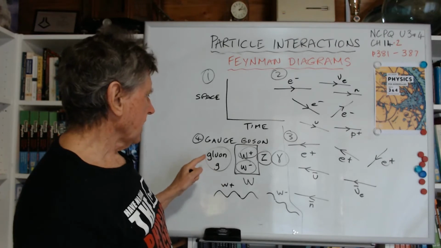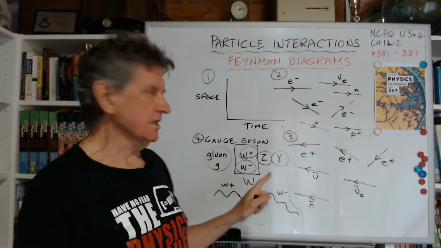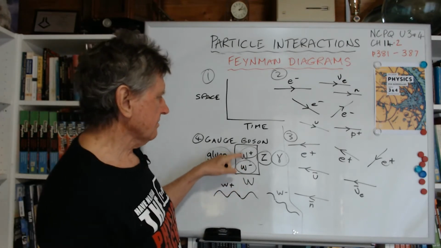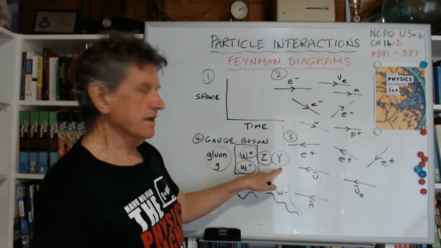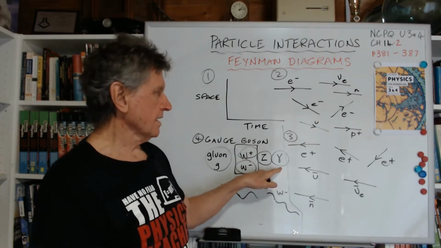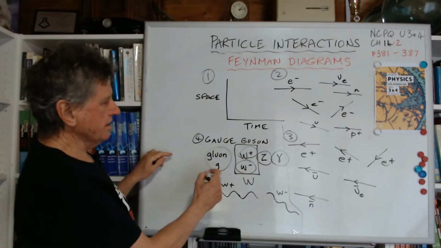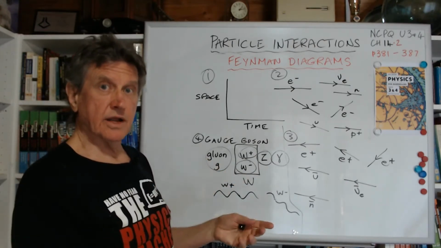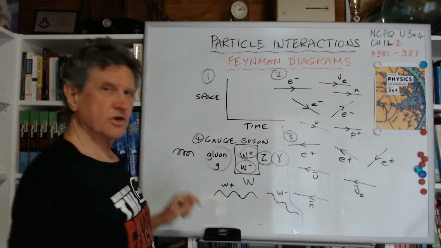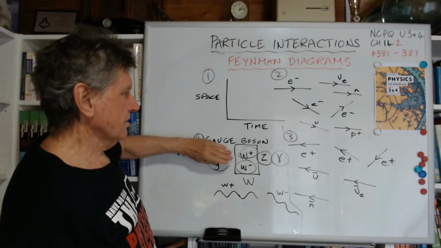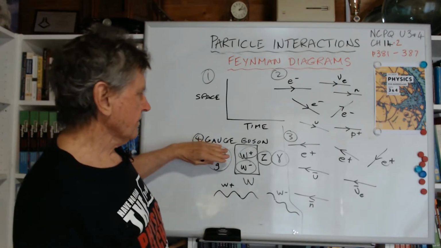Now, the only ones you'll be dealing with will be the W plus, W minus, the Z, and the photon. The gluons actually won't be used in the diagrams that we're doing for senior physics. They actually have a curly line, but we're not doing gluons for Feynman diagrams. So we're going to leave it at that.